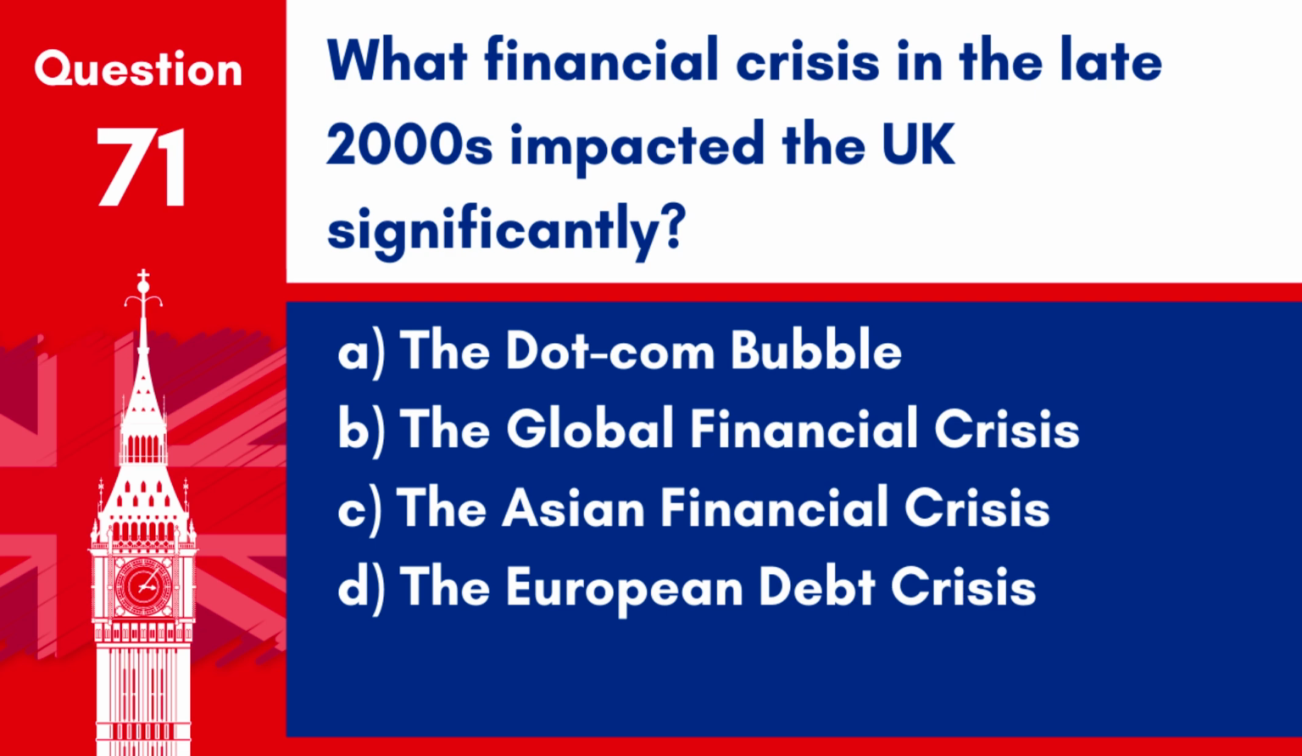A. The dot-com bubble. B. The global financial crisis. C. The Asian financial crisis. D. The European debt crisis. Answer B. The global financial crisis. The global financial crisis that began in 2007 significantly impacted the UK, leading to economic downturns and financial instability.